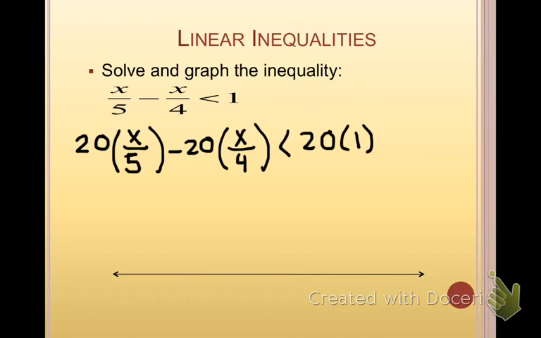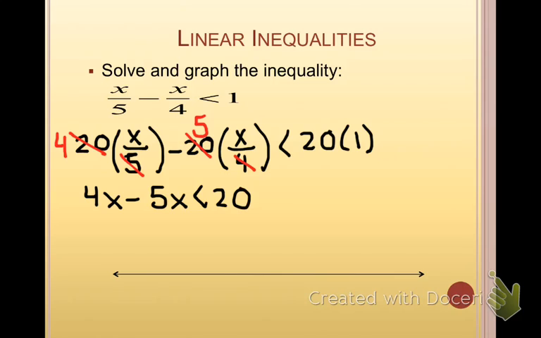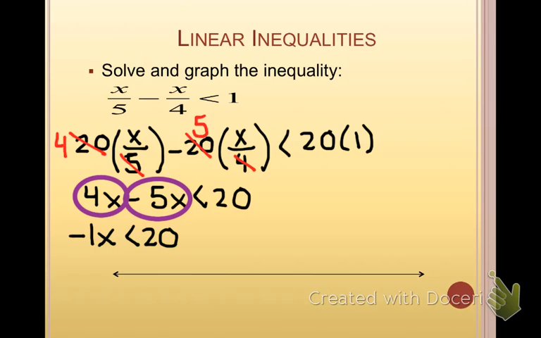Now I can reduce here. 5 goes into 20 four times, 4 goes into 20 five times, and that's going to leave me with 4x minus 5x is less than 20. Now, on the left side, I actually have some pieces I can put together. 4x minus 5x combine to give me -1x is less than 20. Now I've got to divide by a -1, and because I'm dividing by a negative, my sign's going to flip. So it gives me x is greater than -20.